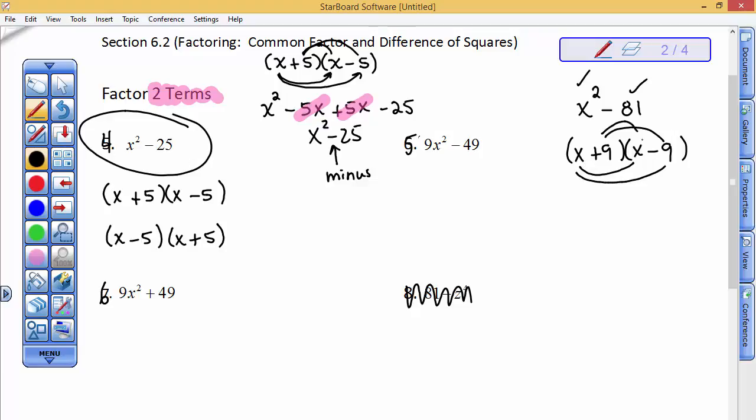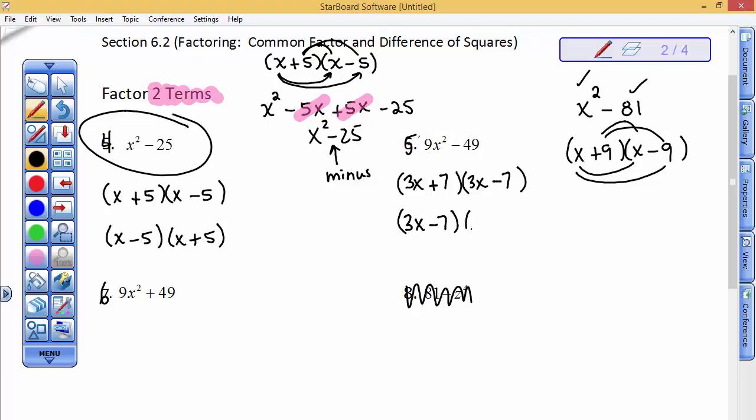So in number 5, what is the square root of 9? Yep, that's 3, but you'll put a 3x in the front of each of these because their product will be 9x squared. What's the square root of 49? Yep, that's 7. So a plus 7 in one, a minus 7 in the other. Again, please remember, it could be the minus 7 first, and it could be the plus 7 second.